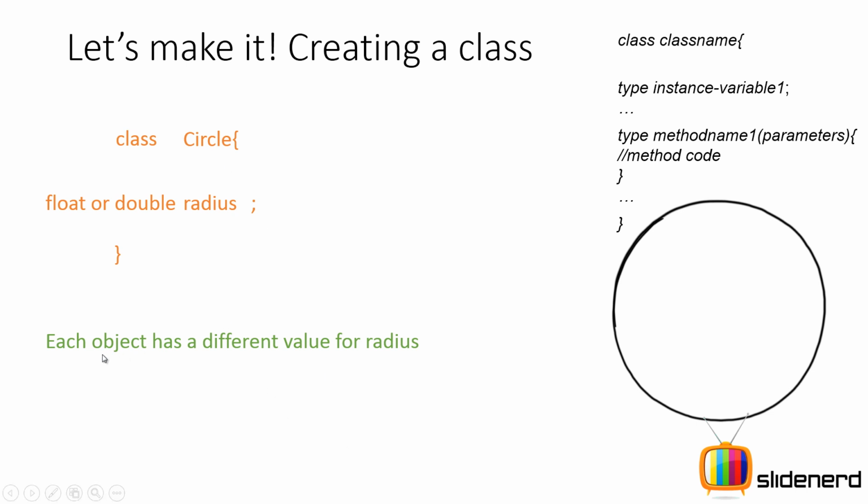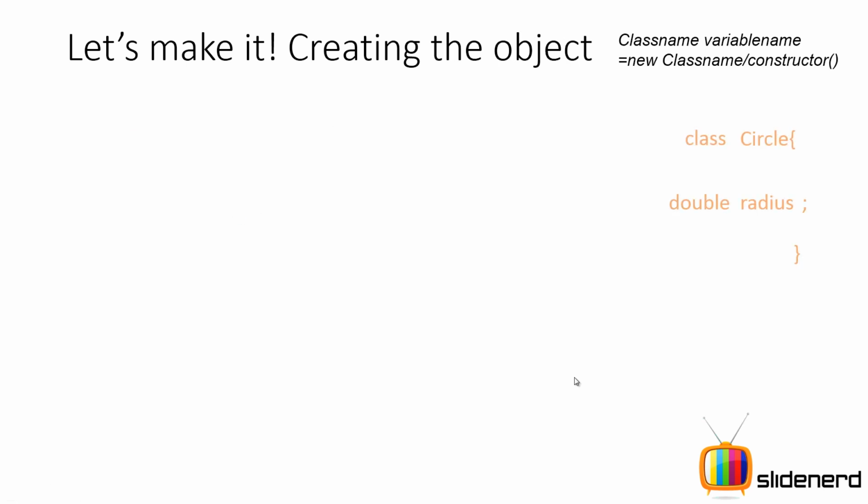Remember, every object will have a different value for this radius. But of course, you can have two circles of radius 3.5, which means there can be two objects that have the same value for this radius. So now that I have defined what a circle is by saying that a circle is something that contains a radius, it's time to actually make the circle that I want so that I can find its area.